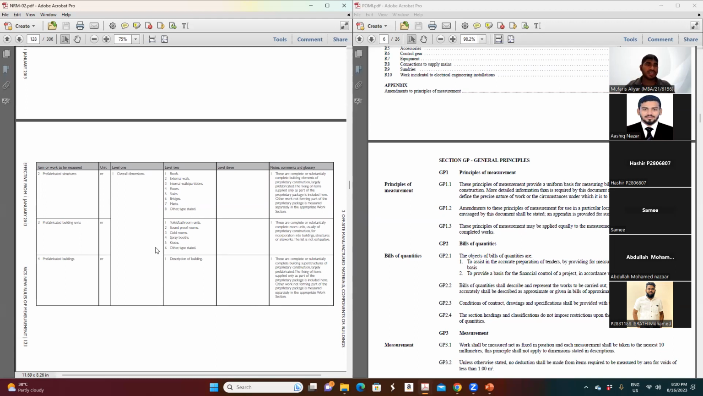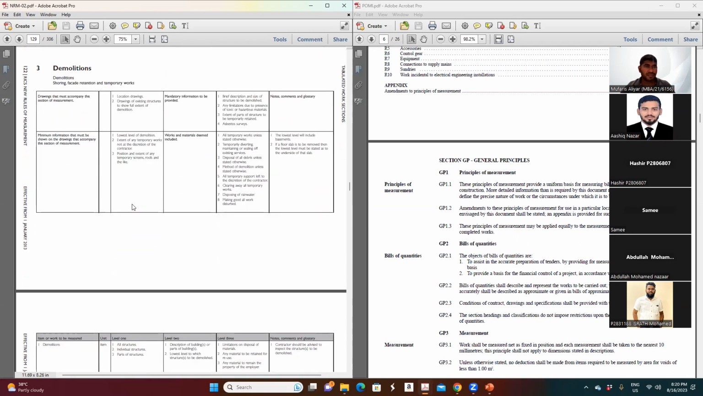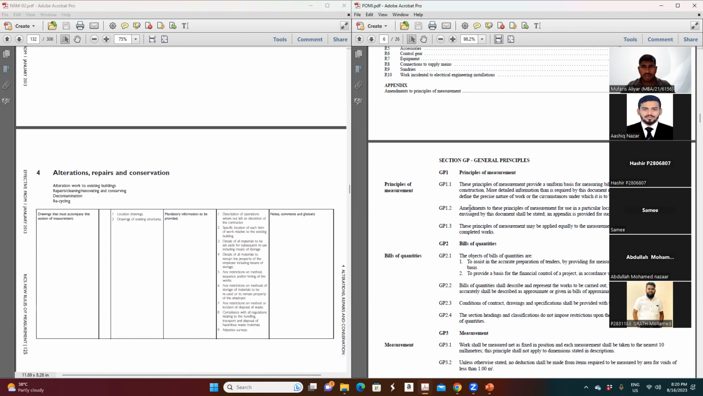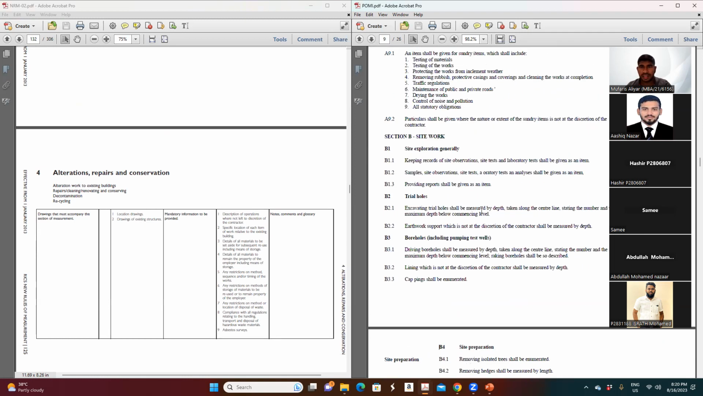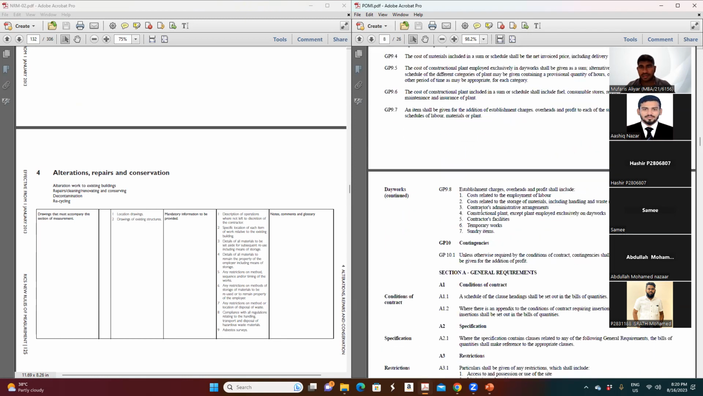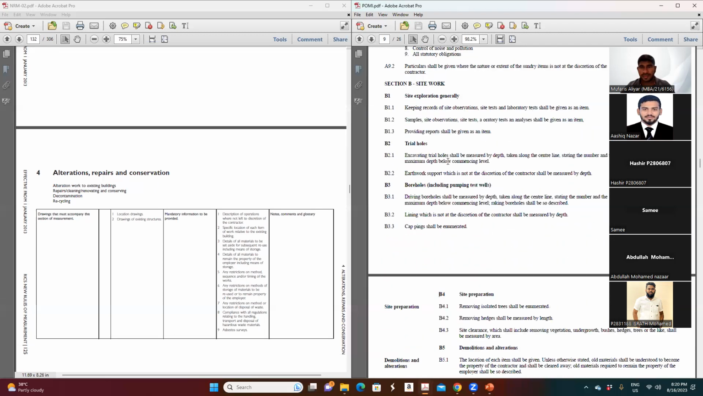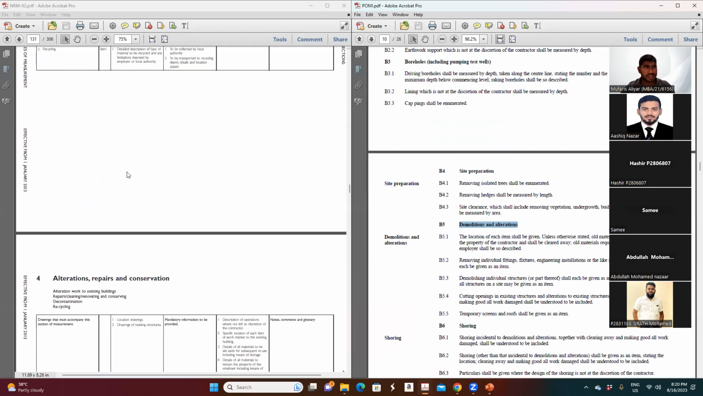They use these technologies there. And the demolition, we do not see that, we don't use much of this. Also, you can see this demolition itself under the site work of section B. Okay. Under the site work of section B, demolition and alteration is here.